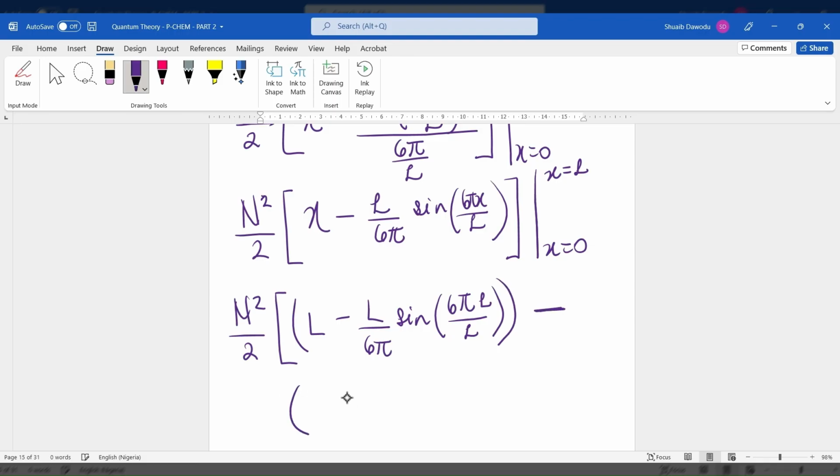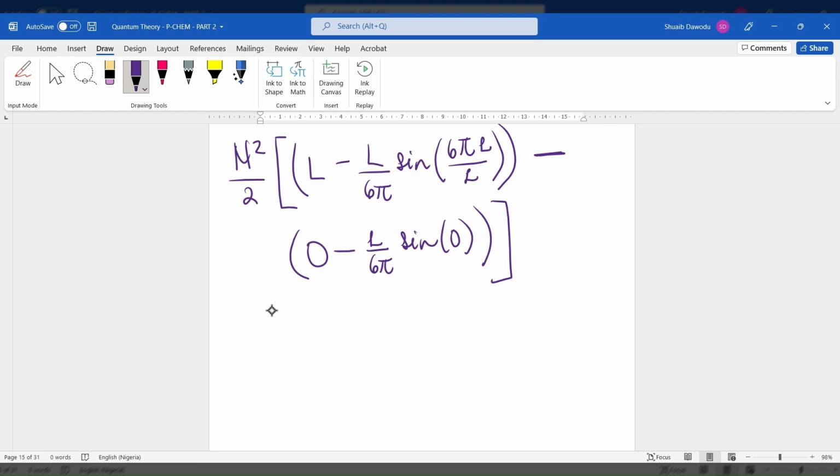minus, so x equals 0, that would be 0 minus L over 6 pi sine, when you put x equals 0 in 6 pi x, that's basically saying sine 0. I don't have to write that down. So anyways, that's it.